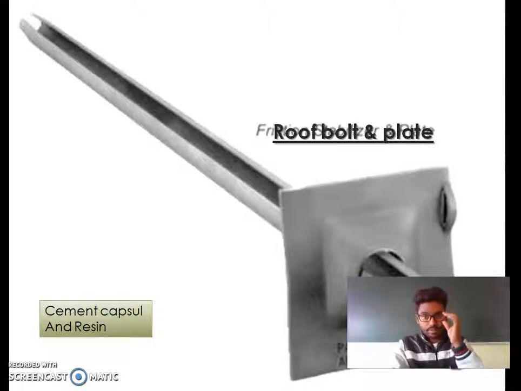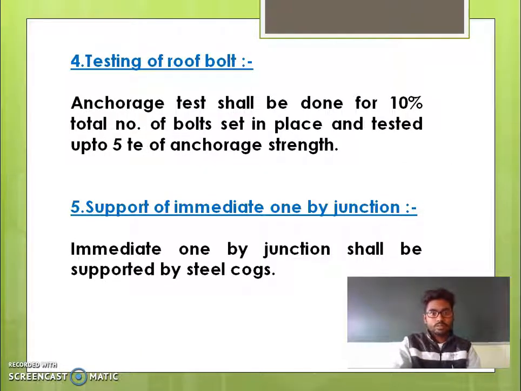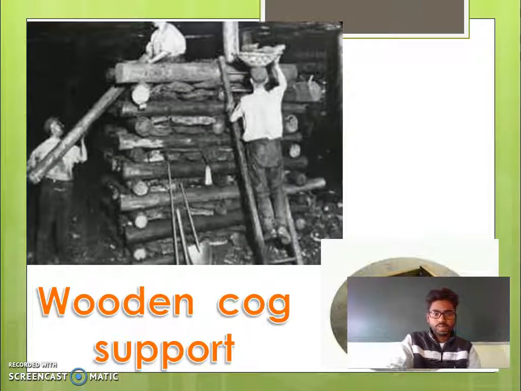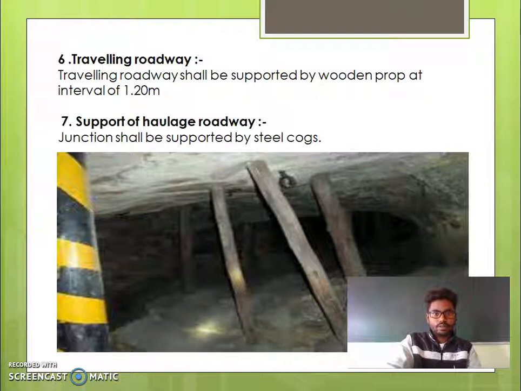Testing of roof bolts: anchor test shall be done on 10% of the total number of bolts placed. Support of junctions shall be by steel supports. These are the wooden supports, as you can see in the figure. Travel roadways shall be supported by wooden supports at an interval of 1.20 meters.